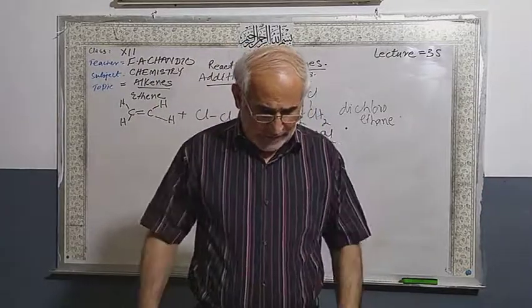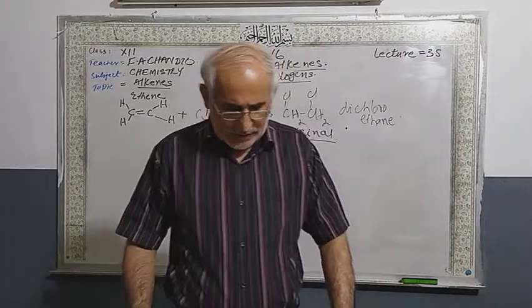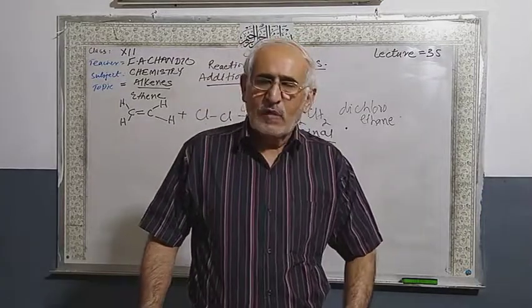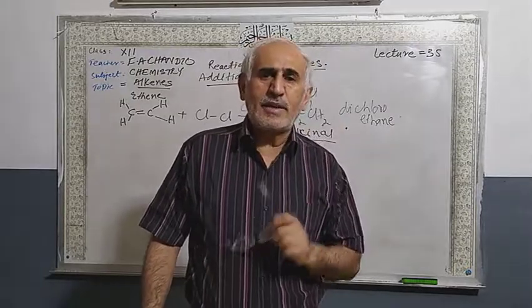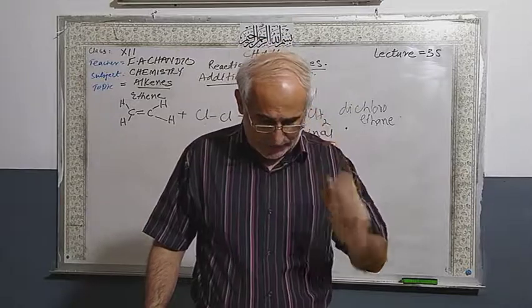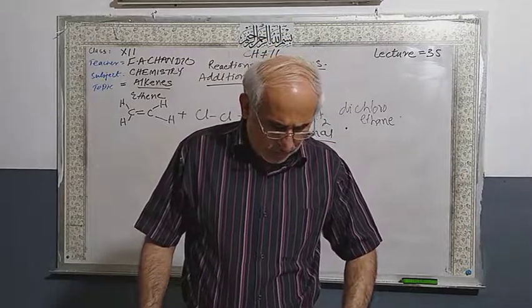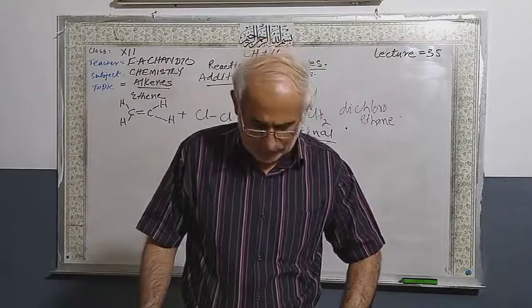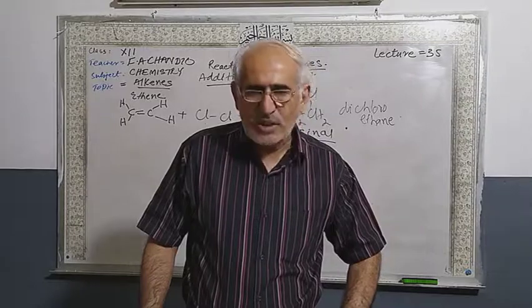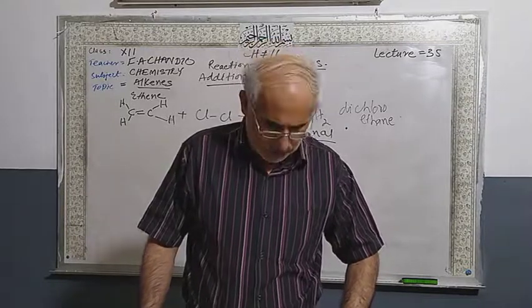So alkenes react with halogens in an inert solvent like carbon tetrachloride at room temperature. You will get 1,2-dichloroethane, and this vicinal dichloride or vicinal dihalide is going to be formed. Bromine and chlorine are effective electrophilic reagents. Fluorine is too reactive, so we will not use fluorine here, and iodine does not react. So we use mostly bromine and chlorine.